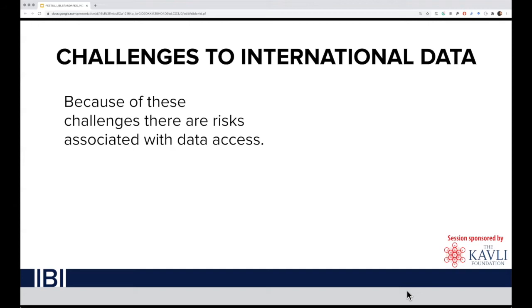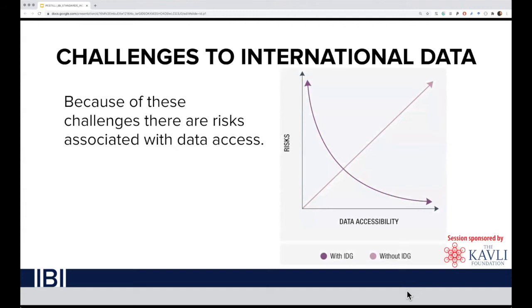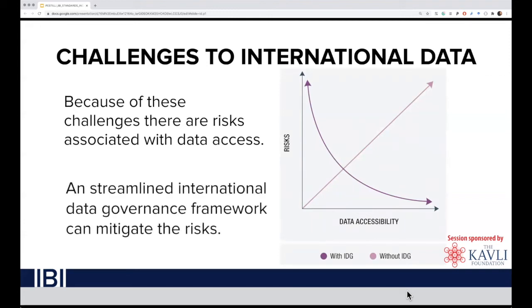Because of these challenges and risks, there's also risk associated with sharing data. Indeed, here is a graph that shows that data access on the x-axis increases risks because of all the challenges I just showed you before. The idea that we're proposing is that if we establish an international data governance framework, we can keep increasing data access while maintaining risks at minimum.